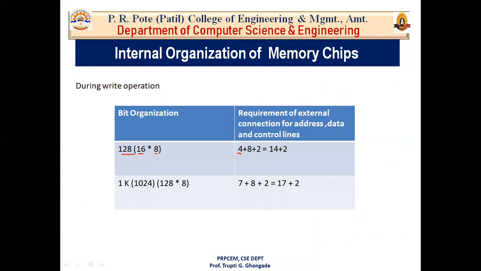Okay, now how many data lines do you require? You require 8 data lines because the length of each word is 8 bits. Now you have two control signals. How many control lines do you require? You require two control lines because we have two control signals: the read or write control signal, and another one is chip select. So 4 plus 8 plus 2 is 14. Then an additional 2 lines are required, that is for the positive supply and the ground supply.